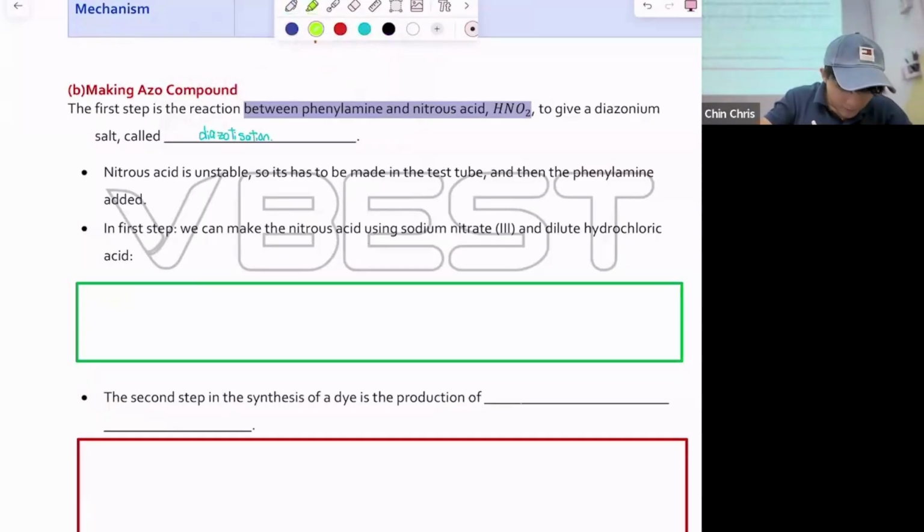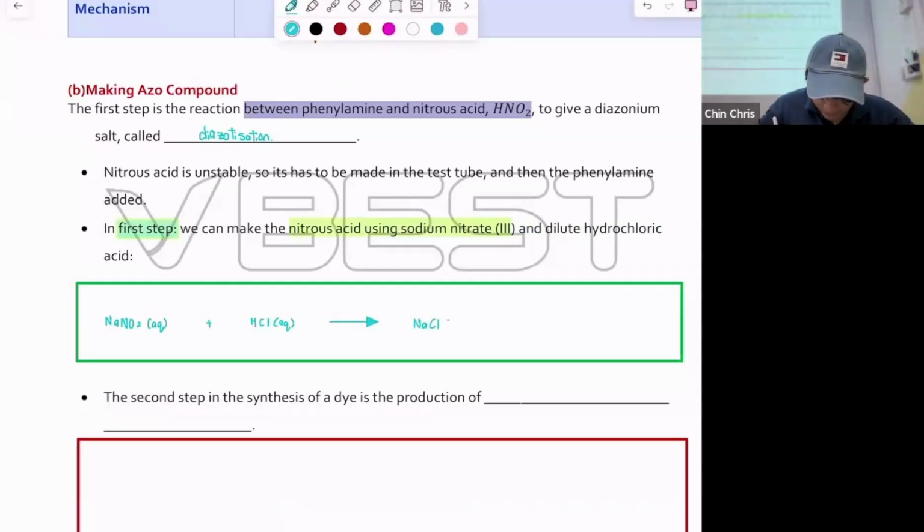All right, highlight this first step. You can make nitrous acid using sodium nitrite. So I take NaNO2 and HCl. It's going to turn into NaCl and HNO2. That is your nitrous acid. So guys, we need nitrous acid at the start.